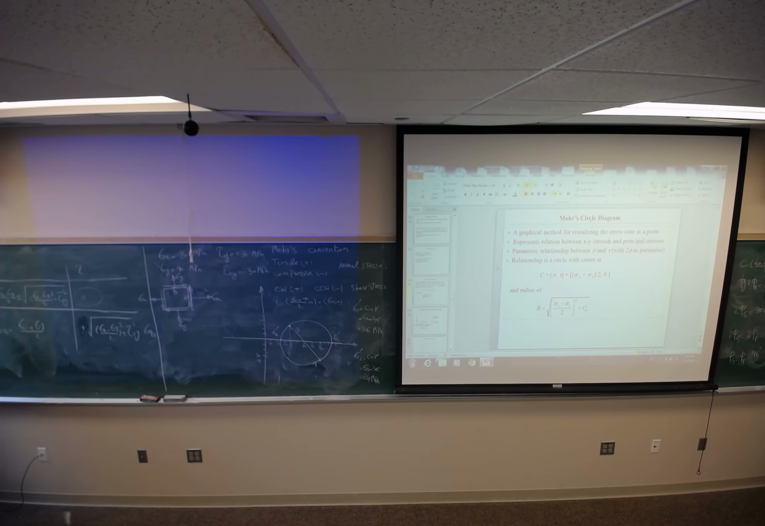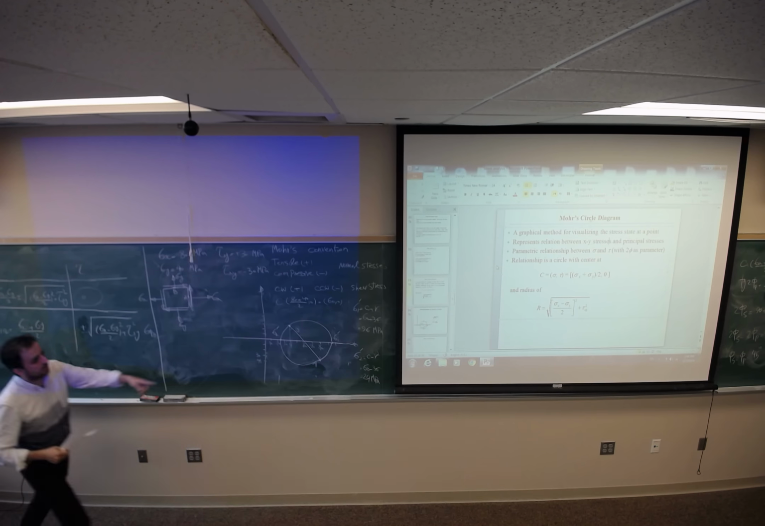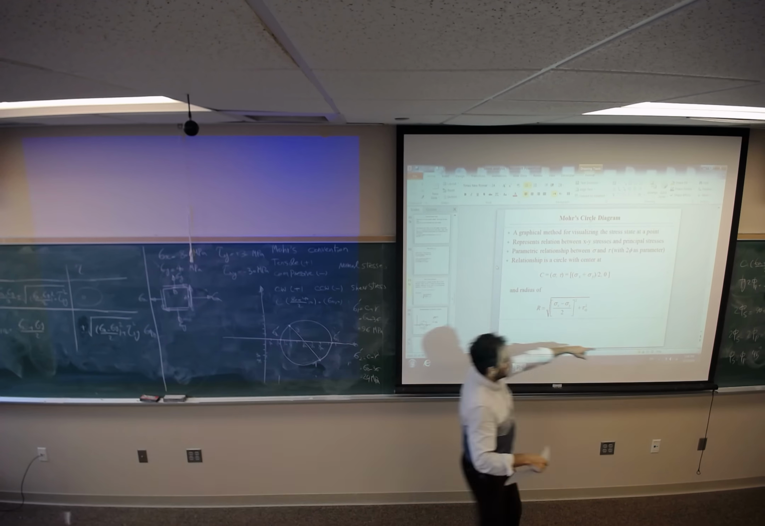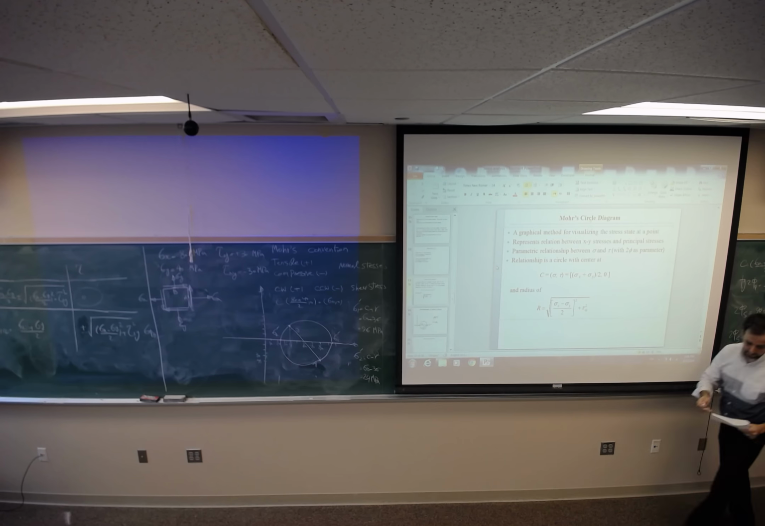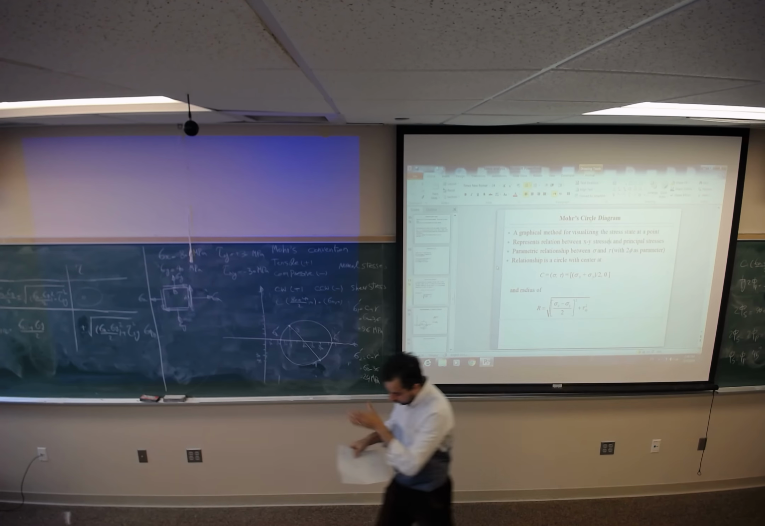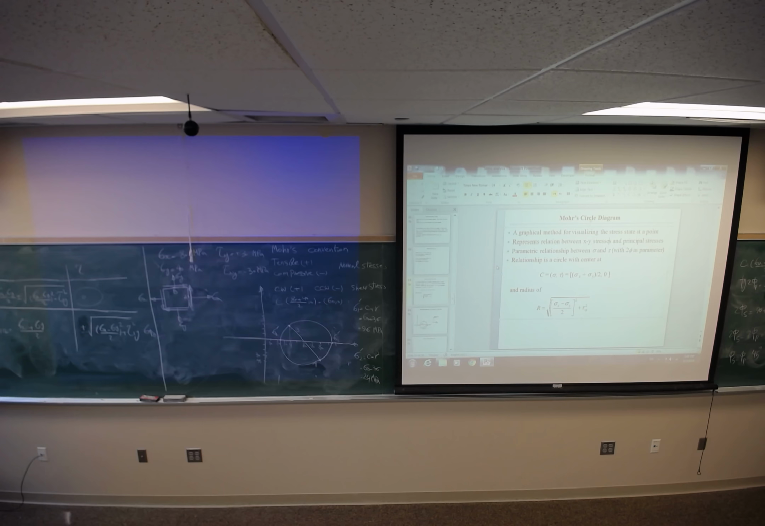Where did the 36 come from? 36 is the radius of the circle that I calculated right here. Any questions so far?